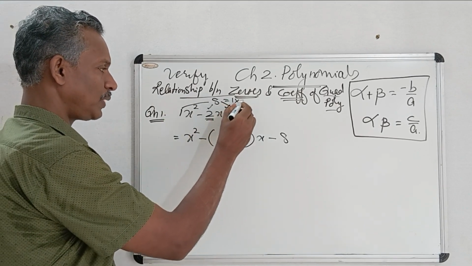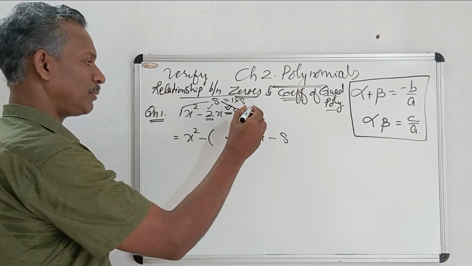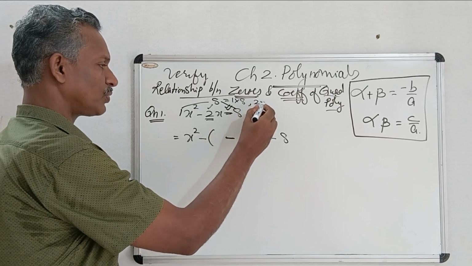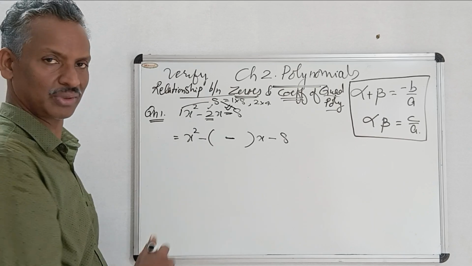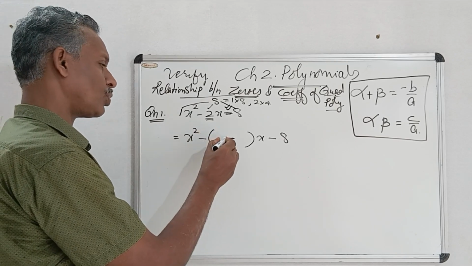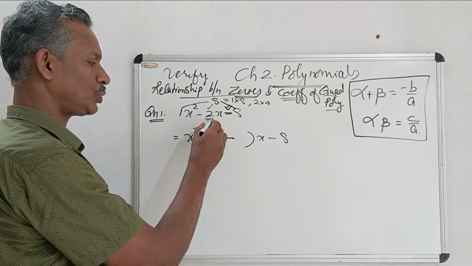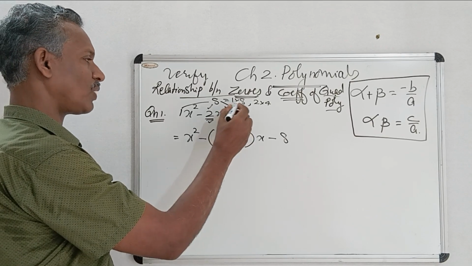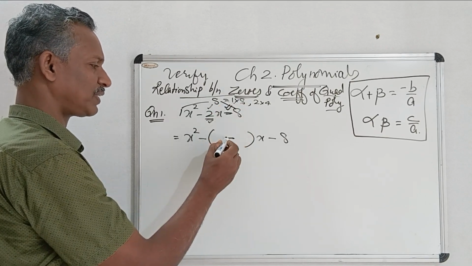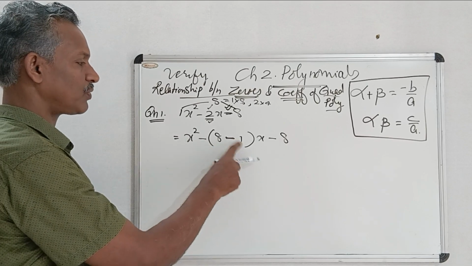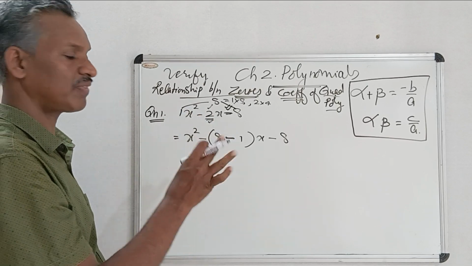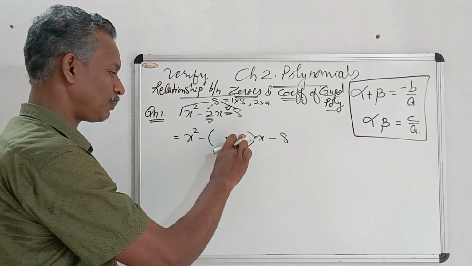8 is 1 into 8. 8 can be 2 into 4. Okay, these are the two combinations for 8. Which combination on subtracting will give you 2? Okay, let's take 1 and 8, and the bigger one you write first if there is a negative. 8 and 1 if you write, 8 minus 1 is not 2, it is 7 only. So this is not the right pair.